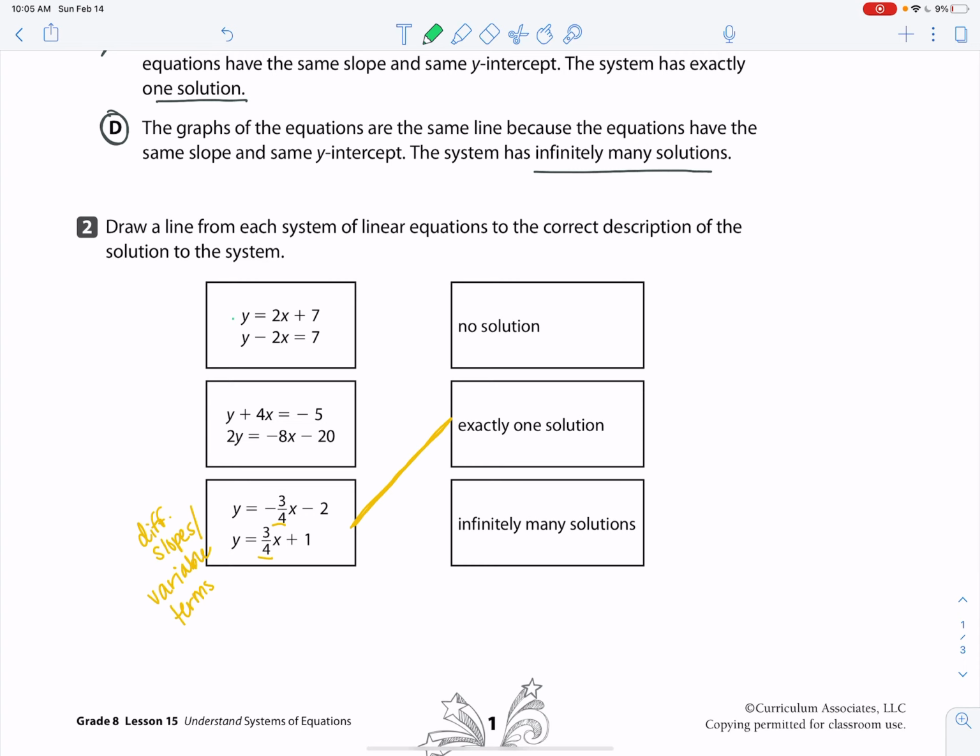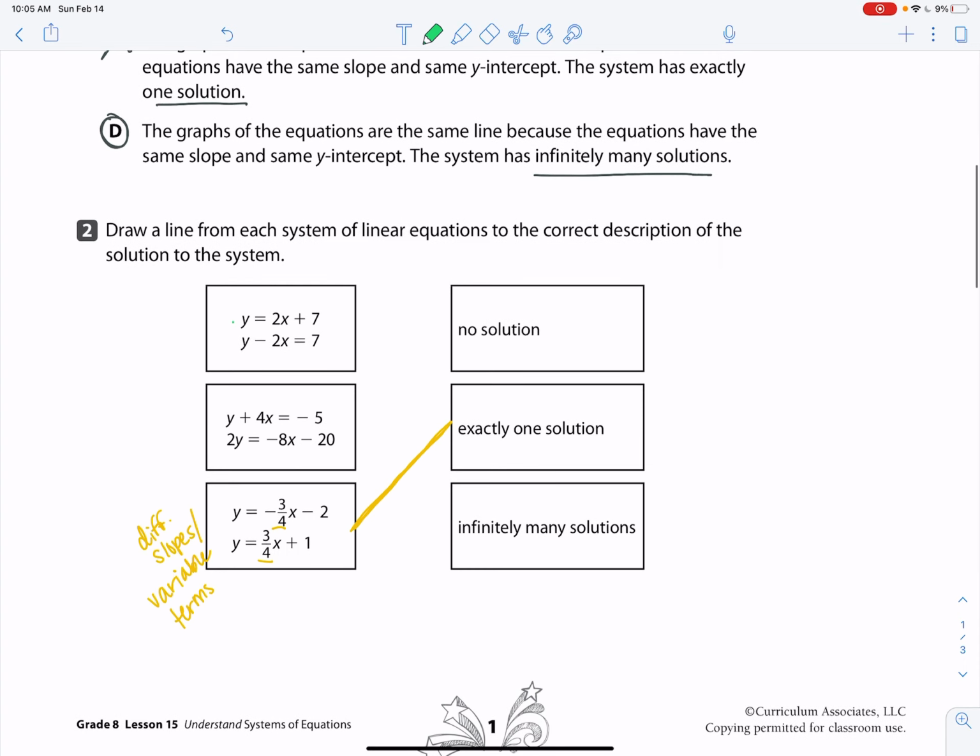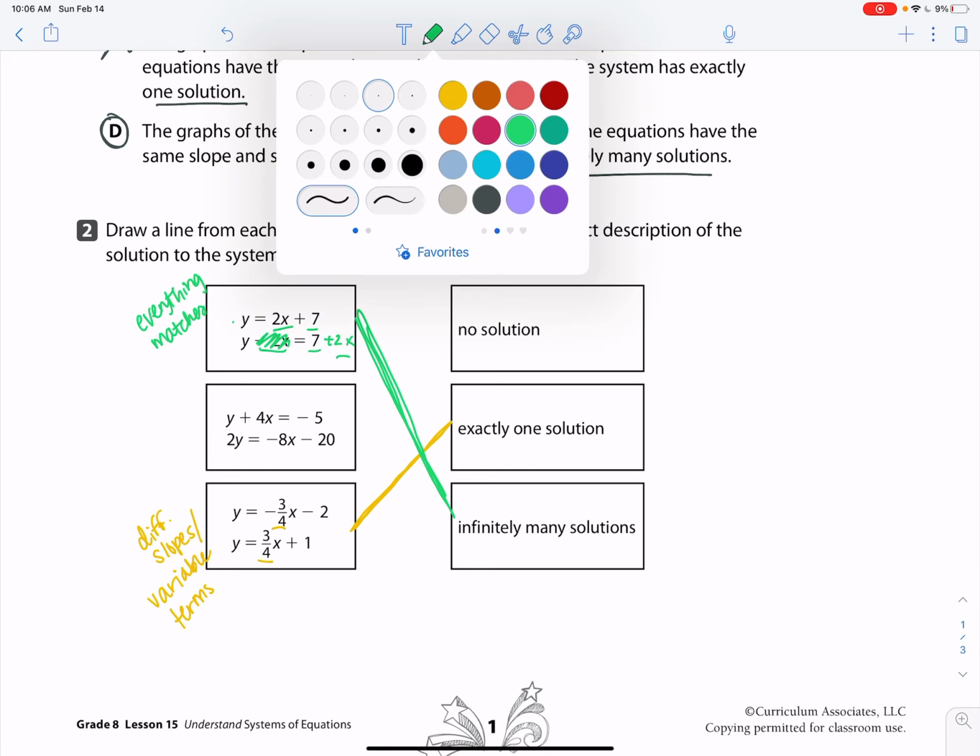All right, so I move on to this first one. The top is already done. For the second one, all I need to do is move my negative 2x to the other side, so I'll make it its opposite, plus 2x. So I've got a 7, which matches, and a 2x, which now matches. Everything matches, so that gives us, drum roll, infinitely many solutions.